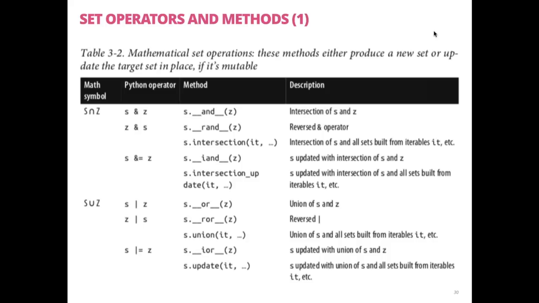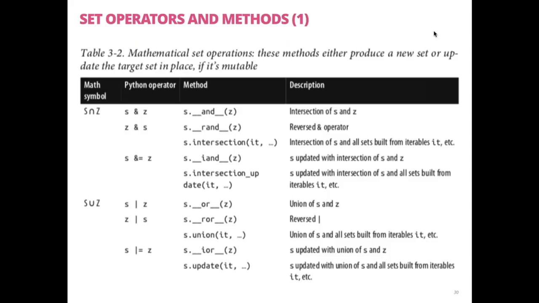Another thing that's interesting is that, like I was saying before, the ampersand operator for sets only works if both operands are sets. But if you want to make it work with another iterable, you can do it using the intersection method. The intersection method actually takes arguments that are any iterable and consumes those iterables to build sets inside and then compute the result.